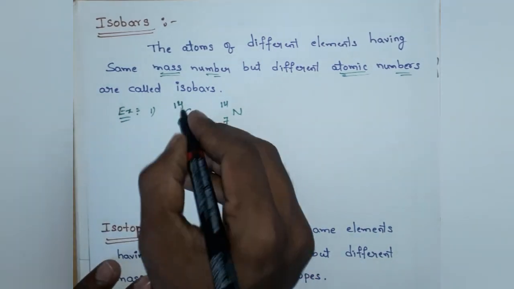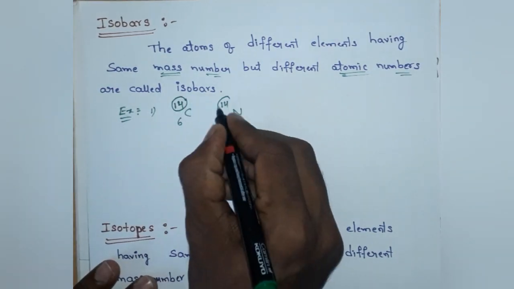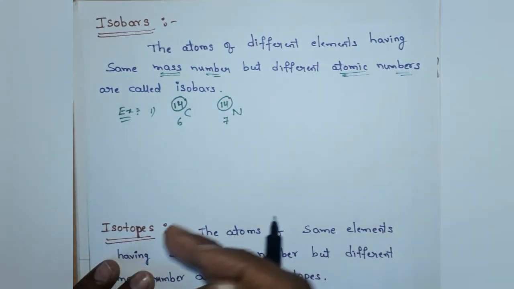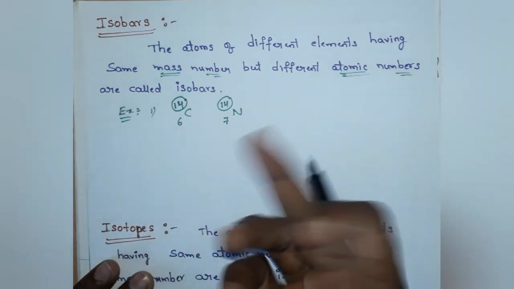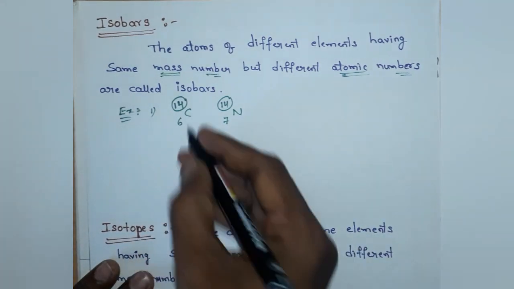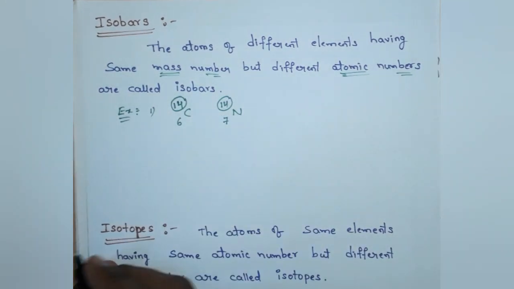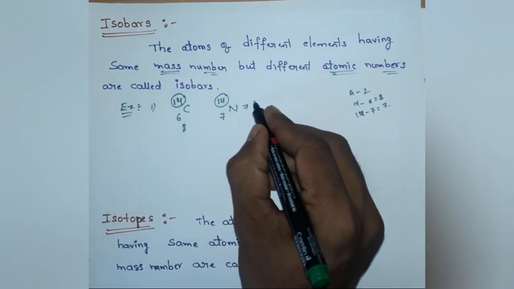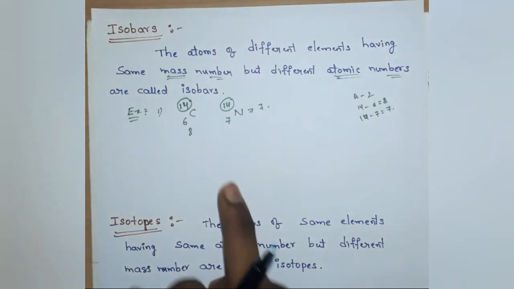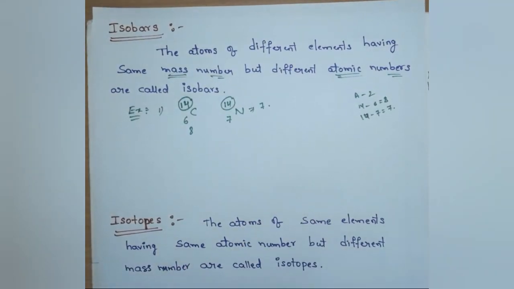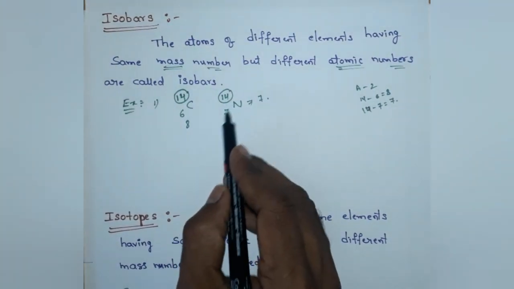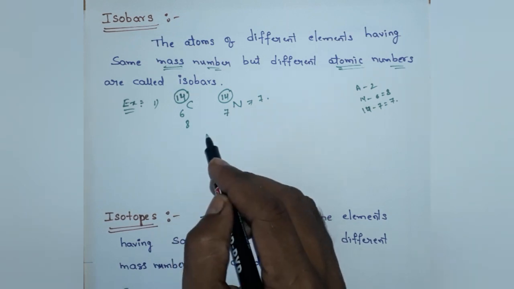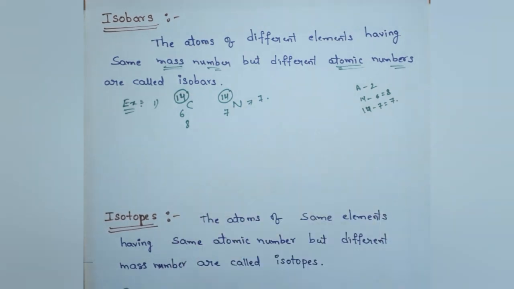Same mass number, different atomic numbers, and they also differ in the number of neutrons. In the case of carbon, the number of neutrons is 8. In the case of nitrogen, the number of neutrons is 7. Isobars are atoms with the same mass number and different numbers of protons and neutrons.